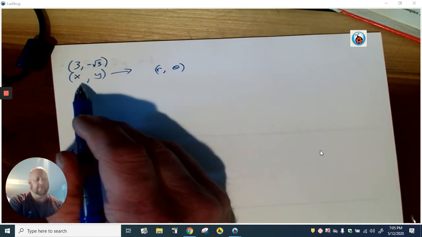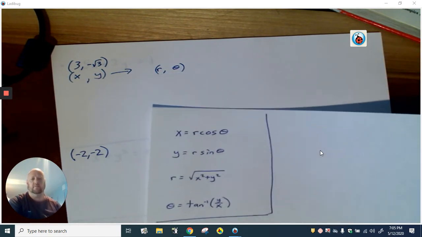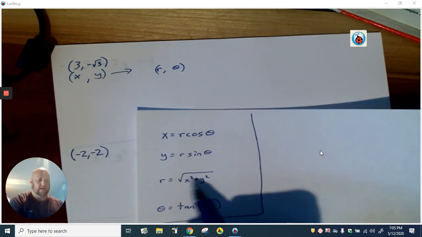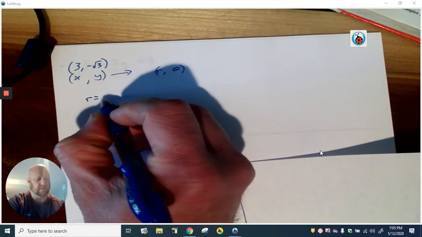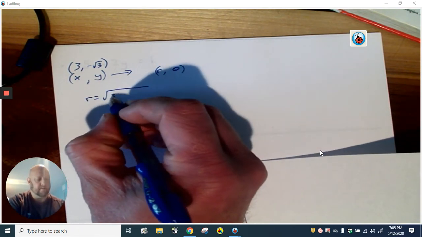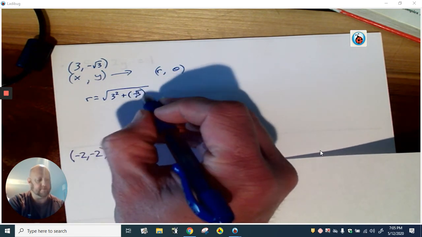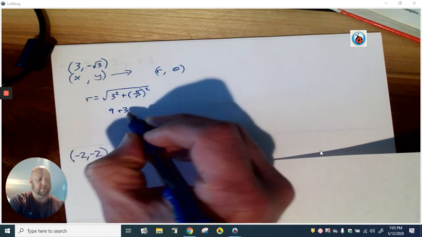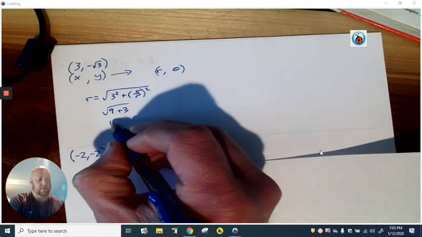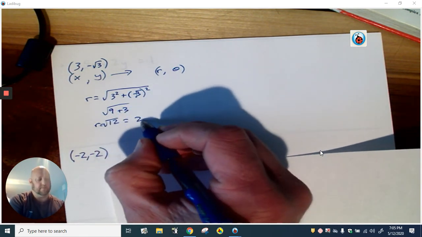So if we are given an X and a Y, if we look back at our toolbox here, and we want to find an R, we can just use X squared plus Y squared equals R squared, or the R will just equal the square root of 3 squared plus the negative square root of 3 squared. Okay, so 3 squared is 9, negative square root of 3 squared is still positive 3, which is going to be 12. So R is going to equal the square root of 12, which will simplify to 2 root 3.